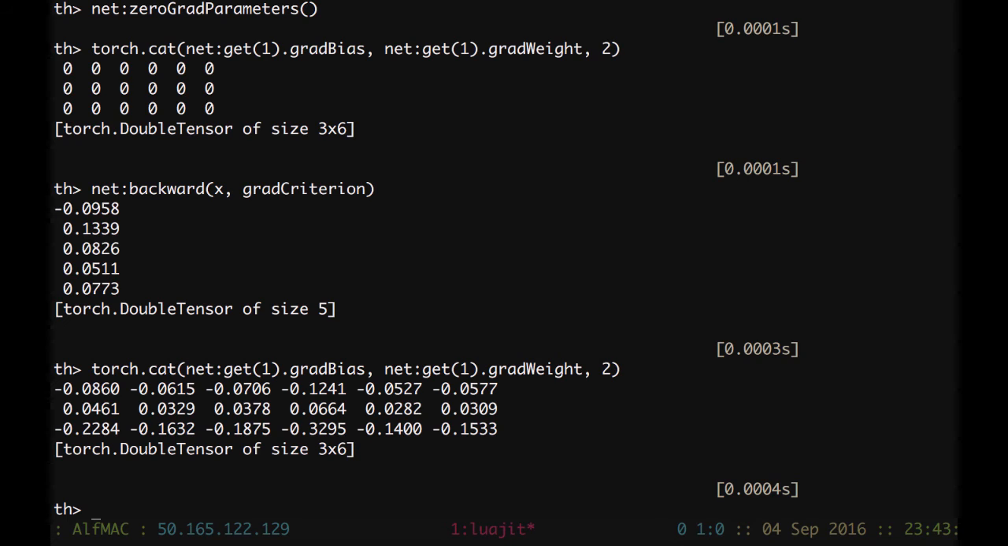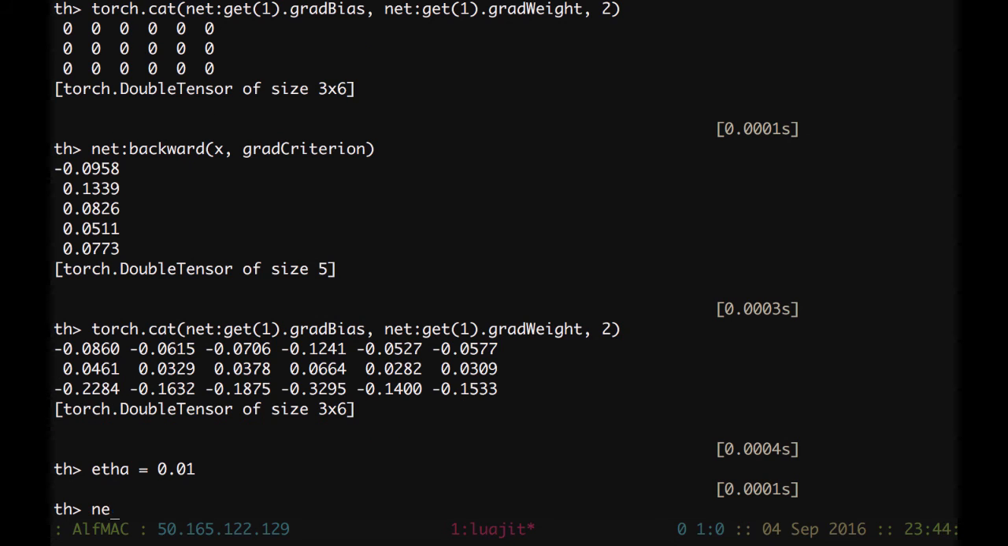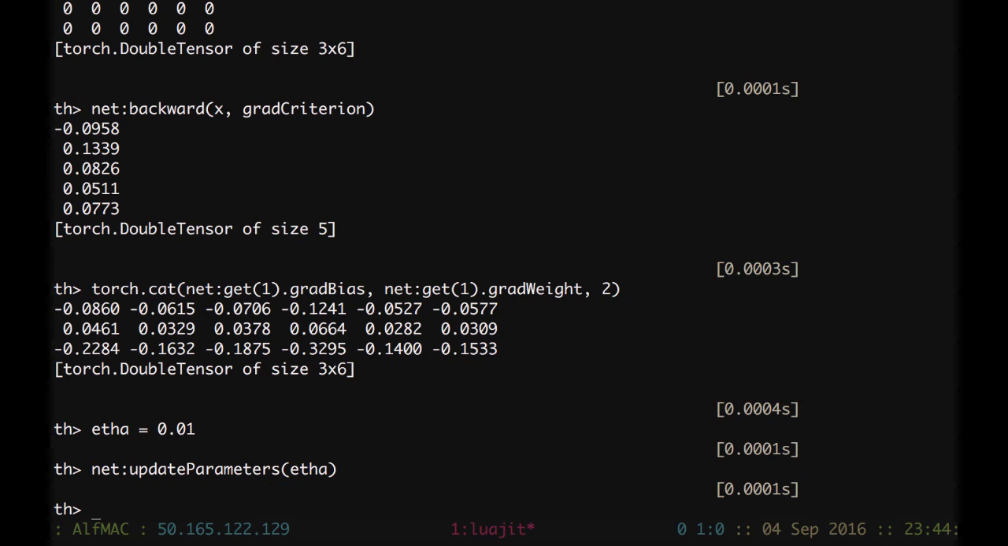So let's see how the parameters are updated. To update the parameters, I can define a learning rate, eta, equal 0.01, for example. And then I can say network, update your parameters based on the learning rate eta. Bam, finished. The network has updated its own parameters based on the current parameters and the gradient of the error with respect to the parameters. Let's check that that is actually what happened in reality.